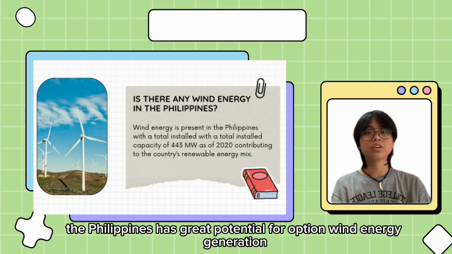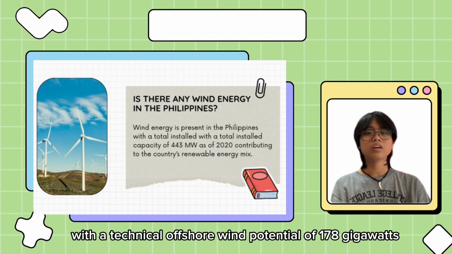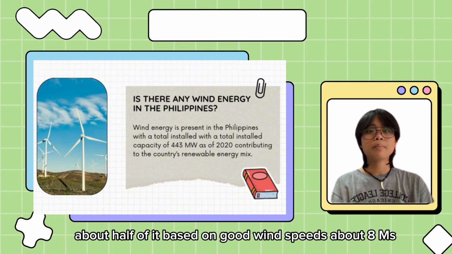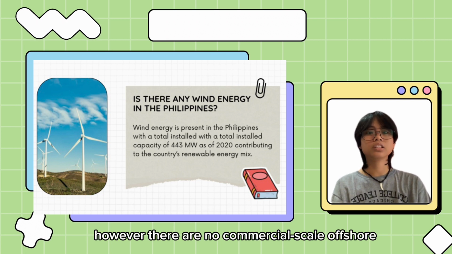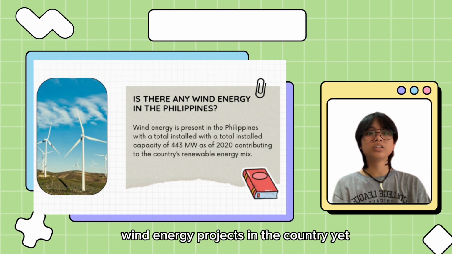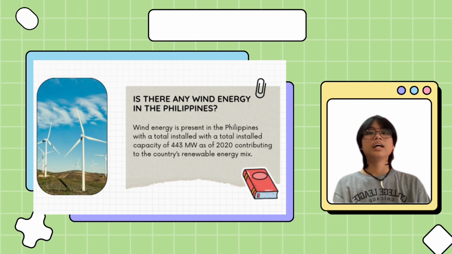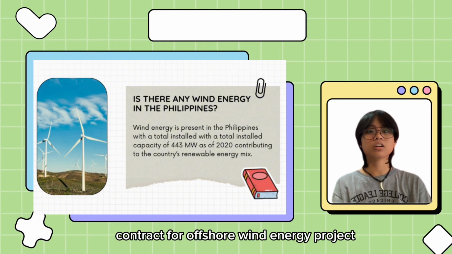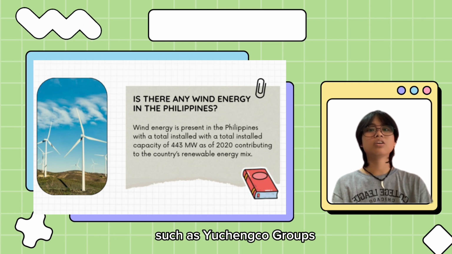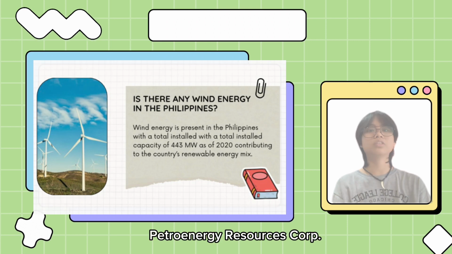The Philippines has great potential for offshore wind energy generation with a technical offshore wind potential of 178 gigawatts, about half of it based on good wind speed of about 8 m/s. However, there are no commercial scale offshore wind energy projects in the country yet. The government has awarded several wind energy service contracts for offshore wind energy projects such as Yochenko Group's Petro Energy Resources Corp.